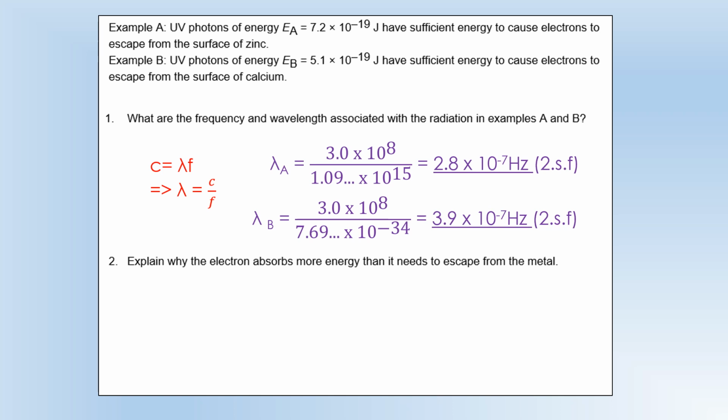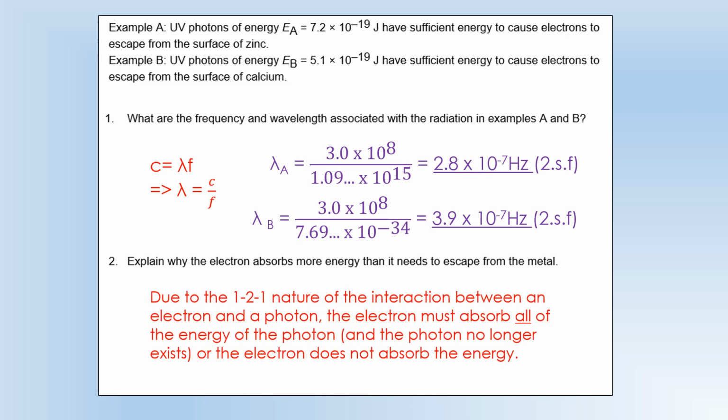Okay, so question 2, explain why the electron absorbs more energy than it needs to escape from the metal. So the key here is this idea of one-to-one interaction. Either a photon has enough energy to emit the electron and the electron absorbs all of the photon's energy, or the photon doesn't have enough energy and the electron will not interact with that photon. Those are your two options. Nothing else is possible. So in this case, the electron has to absorb all the energy, so that's why it does that, because it has to.